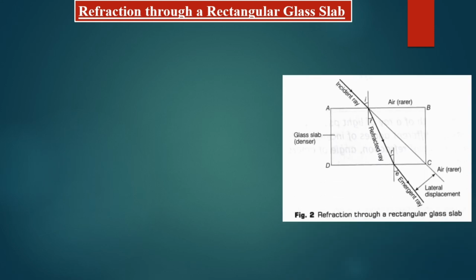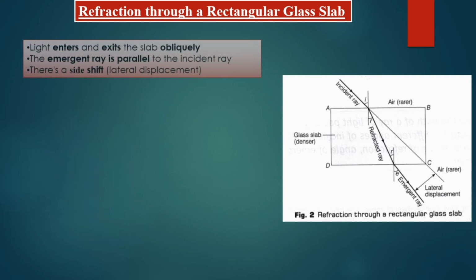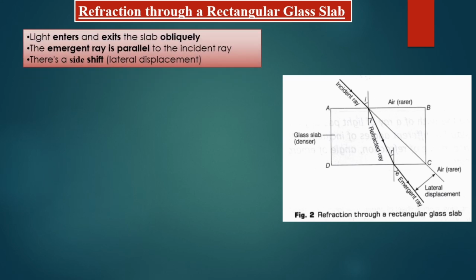Let's take a closer look at refraction through a rectangular glass slab. When light enters a transparent glass slab at an angle, not straight on, it bends as it enters and then bends again as it exits. Let's break this down with the diagram.